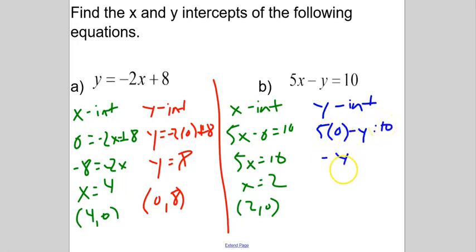So we'll get negative y is equal to 10, so y is negative 10. Again, make sure we write it in proper notation, and we'll have (0, negative 10) for that.